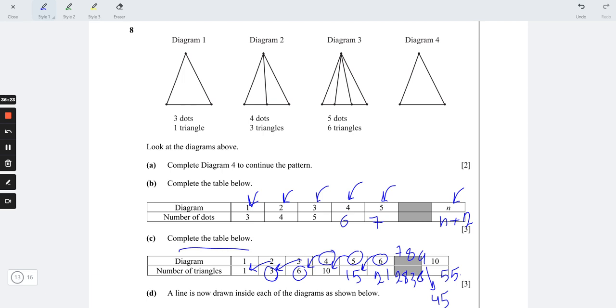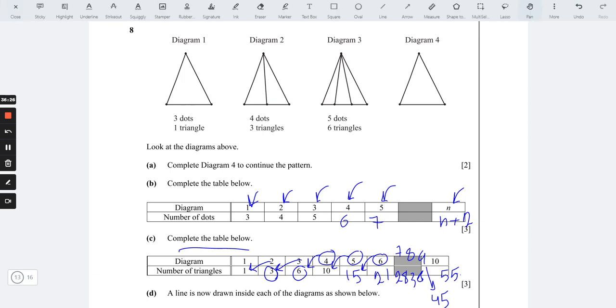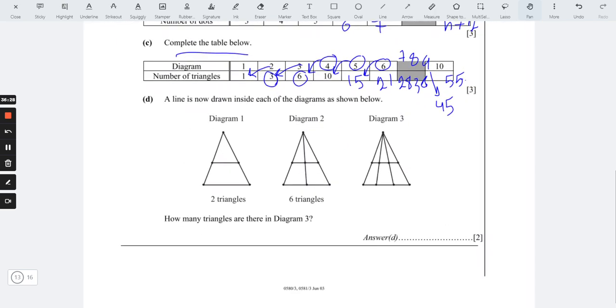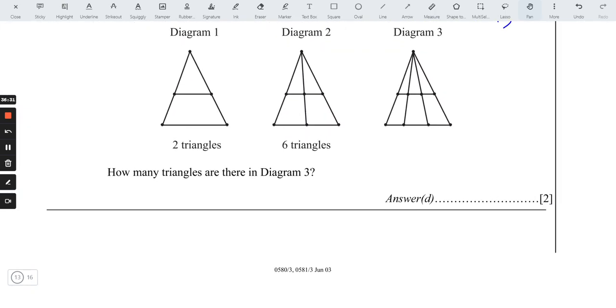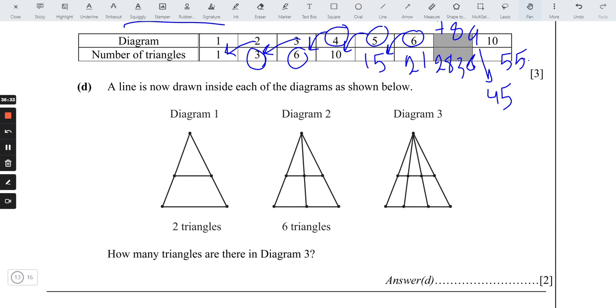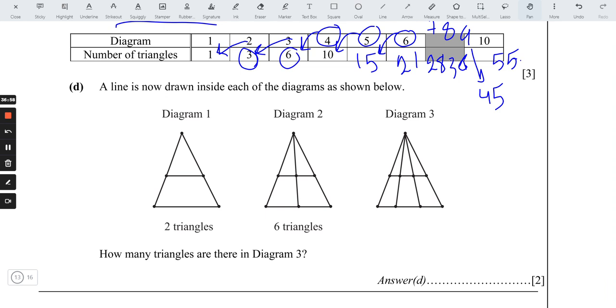Now move on to part D. Part D here, a line is now drawn inside each of the diagrams as shown below. Okay, how many triangles are there in diagram 3? Extra lines, that means you are doubling the triangles. It's not half, but doubling it.